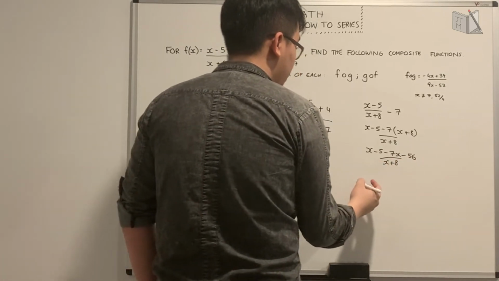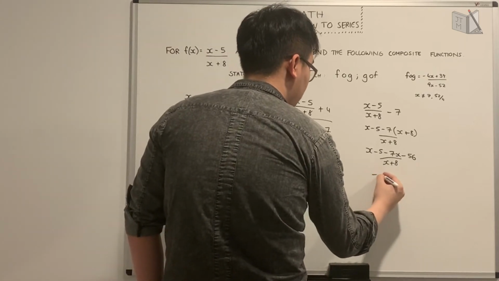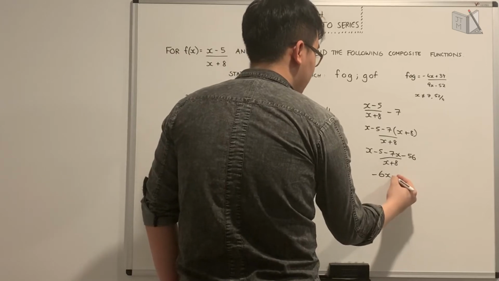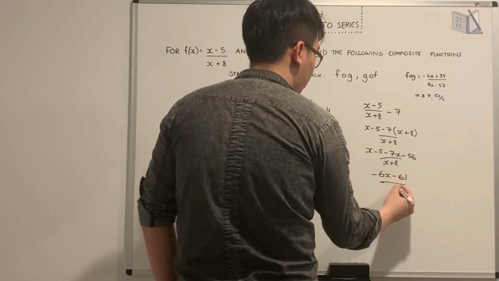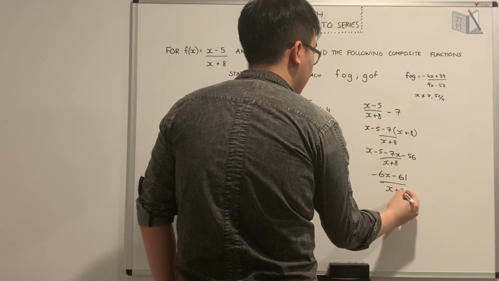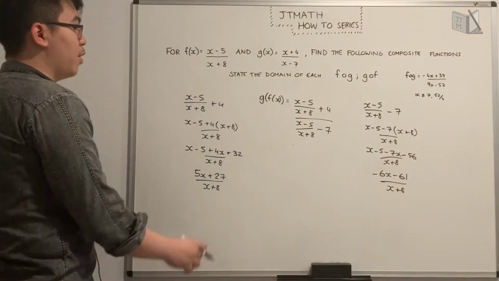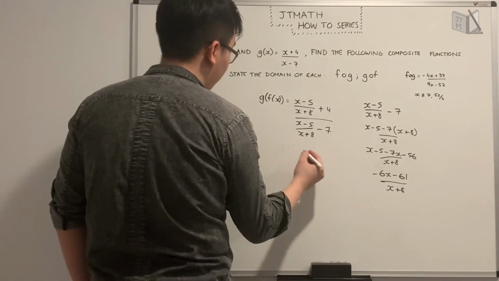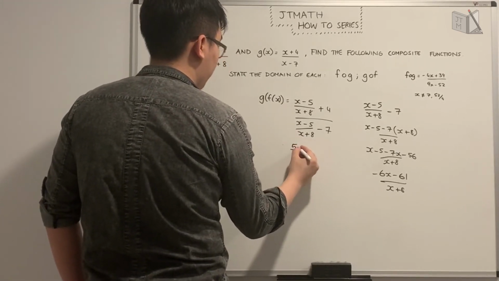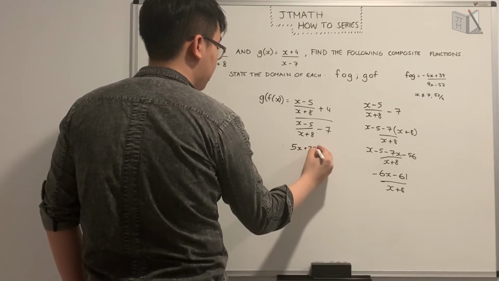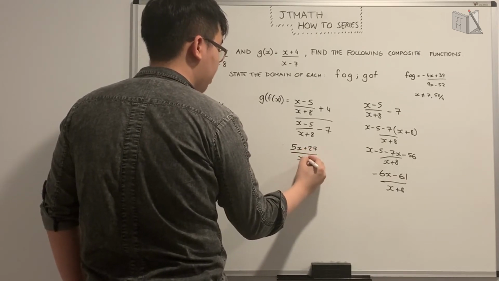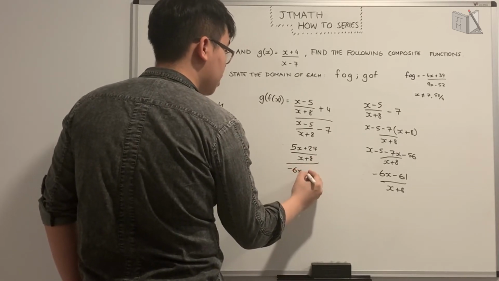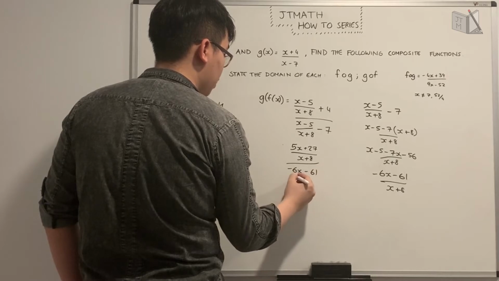Then we combine like terms. x minus 7x, minus 6x, minus 5 minus 56, minus 61, over x plus 8. So now that we've simplified our numerator and denominator, let's rewrite this complex fraction with what we know. We have 5x plus 27 over x plus 8, and all over minus 6x minus 61 over x plus 8.